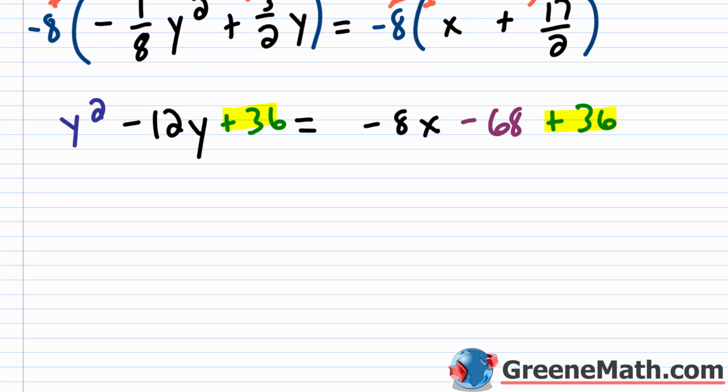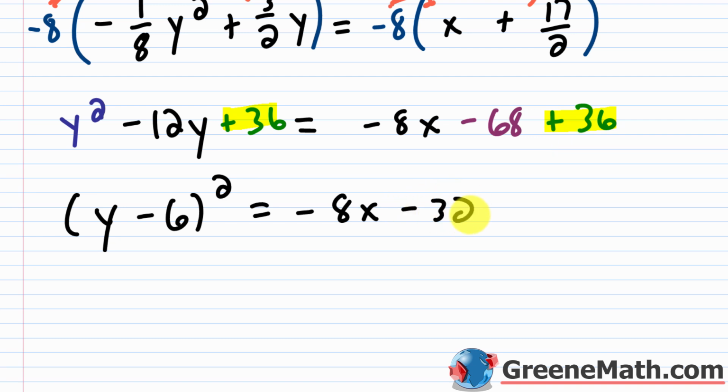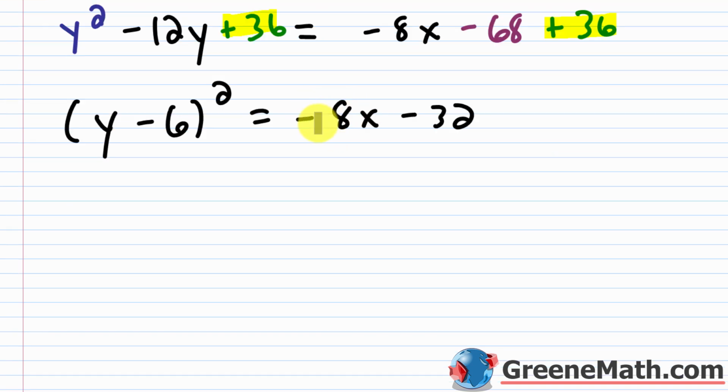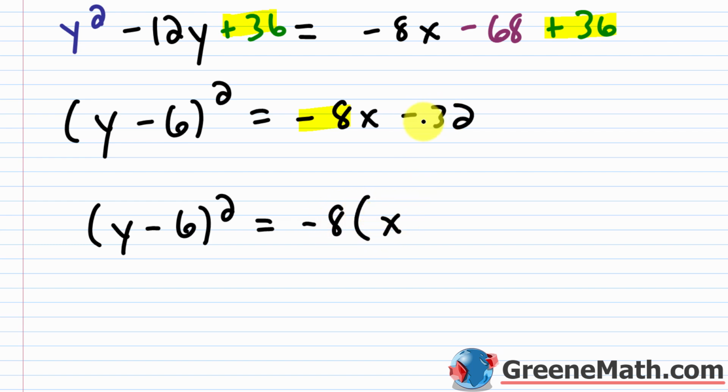Sliding down, we're going to now factor this left side into y. Half of this is negative 6, so y minus 6, quantity squared. And this equals, over here, you have your negative 8x, and then negative 68 plus 36, that's going to be negative 32. Let's factor out this negative 8, which is the coefficient of x. So we're going to have the quantity y minus 6 squared is equal to negative 8 times the quantity x, and then negative 32 divided by negative 8 is plus 4.